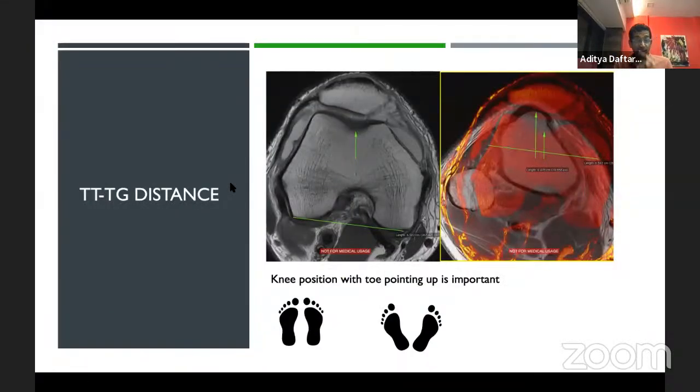Some of the things that I find important to talk about with the TT-TG distance are that there is a known publication that says that MRI underestimates the TT-TG distance.